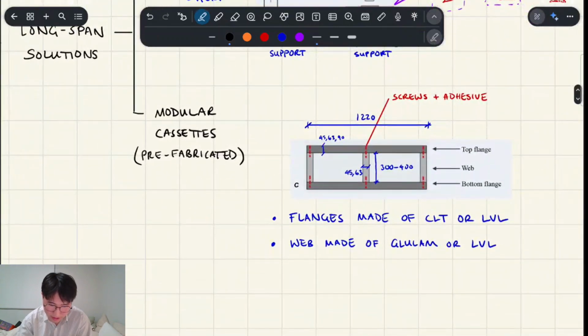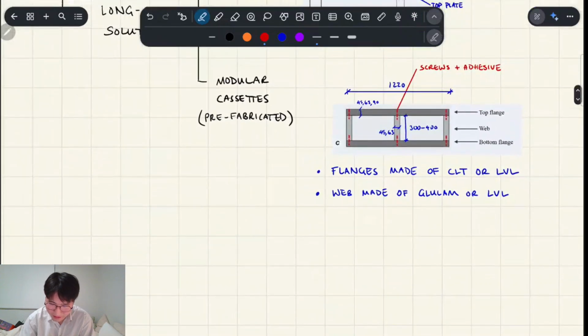Modular cassettes. So I looked it up. I just looked up cassette define on Google, and I think it's literally based on the shape of a cassette tape, which, I'm probably a bit older than you guys, but I don't even know what a cassette tape is, right?